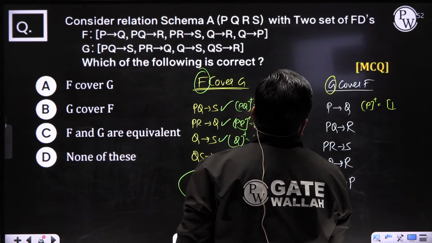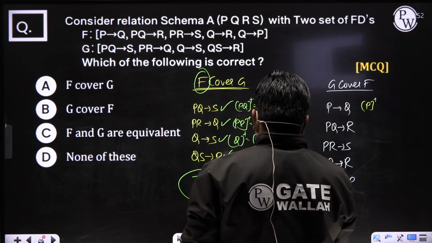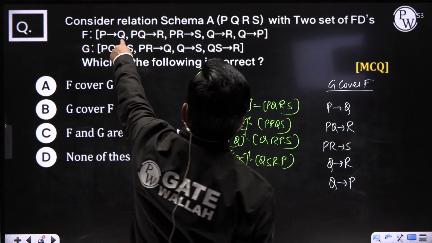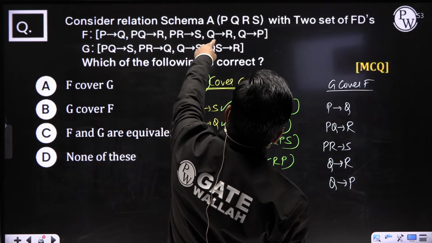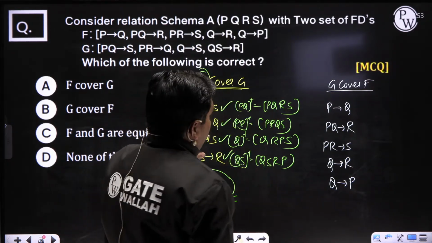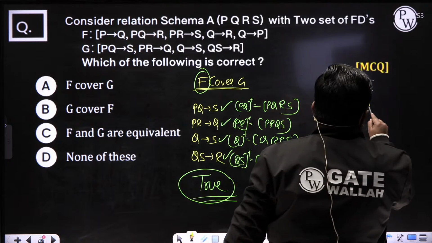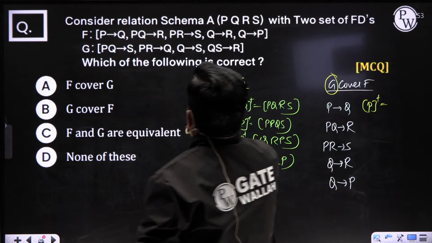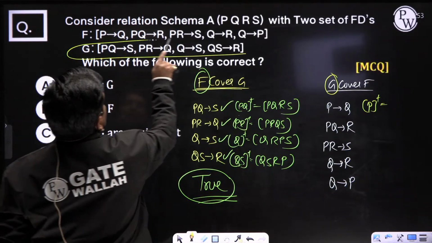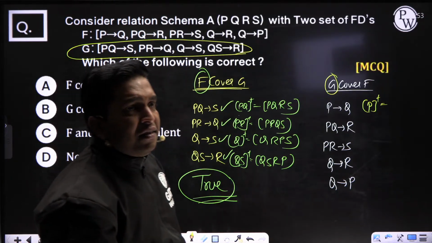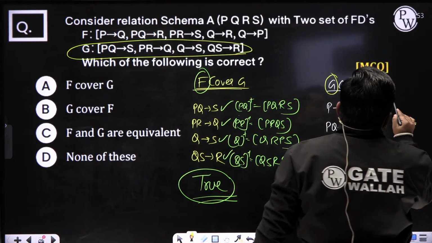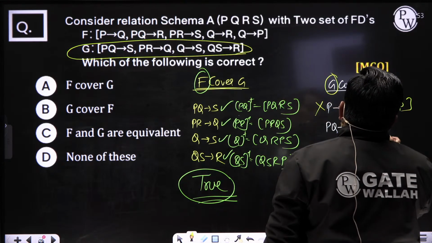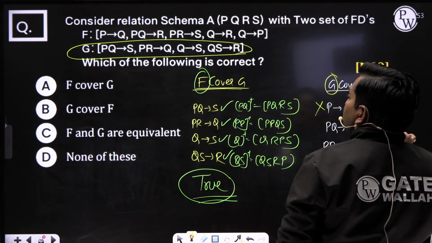First of all, what we have to do? G cover F में, write down all the FDs of F. P tends to Q, PQ tends to R, PR tends to S, Q tends to R, QR tends to P. Now take the closure of P in the G FD set. You are getting only P. When you take the closure of PQ, then what you are getting?